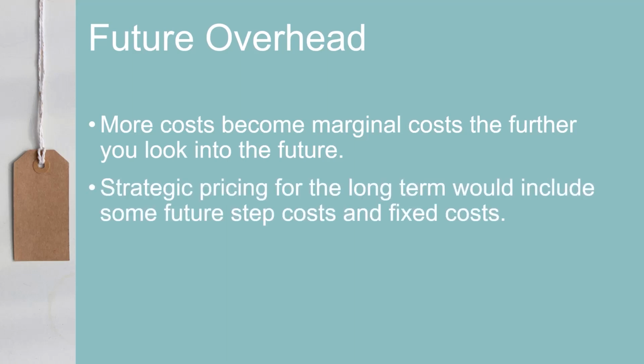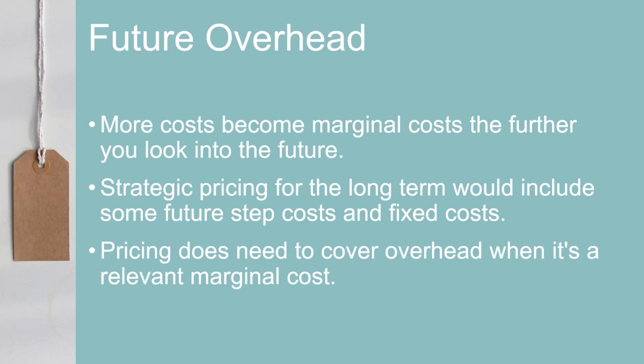Planning lies between a short term world where only variable costs are relevant and an extremely long term view where all costs are marginal. Strategic pricing for the long term would include some step costs and fixed costs that will be incurred in the future. The sum of your future marginal contribution of all products and customers must be positive for your company to be profitable. So, pricing does need to cover overhead when it's a relevant marginal cost.